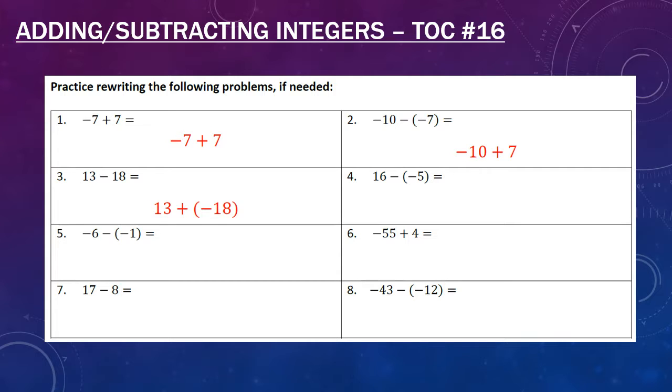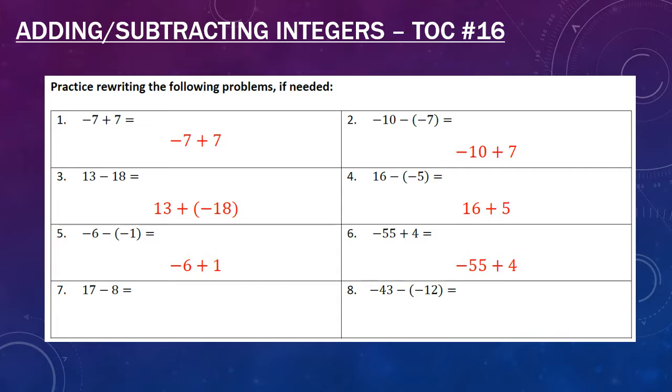For number 4, I have 16 minus a negative 5. So it becomes 16 plus, instead of negative, it becomes positive. So now I have 16 plus 5. For number 5, it's negative 6 minus a negative 1. Negative 6 stays the same, change from subtraction to addition, and that negative 1 becomes a positive 1. So I get negative 6 plus 1. For number 6, it's already addition, so I don't change anything, just rewrite it as the same.